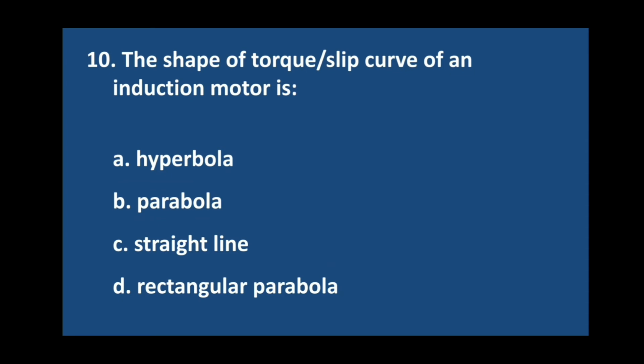Question number 10. The shape of torque by slip curve of an induction motor is. Answer is option D, rectangular parabola.